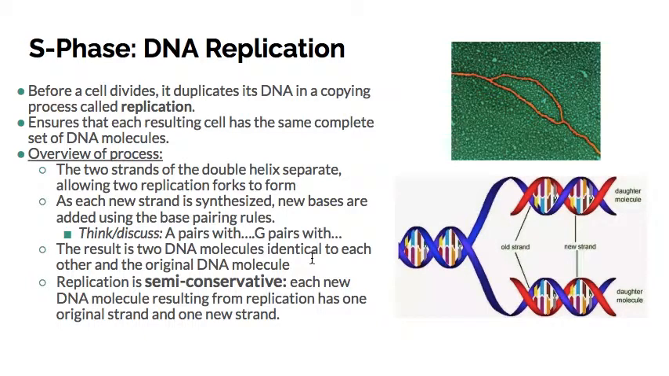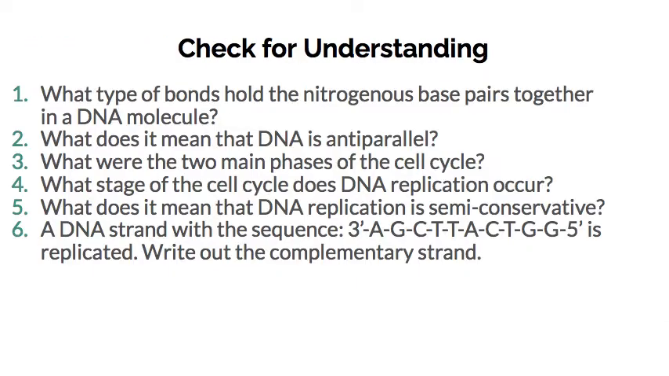Our result is going to be two DNA molecules that are identical to each other and to the original DNA molecule. Replication is what we call semi-conservative, meaning that each new DNA molecule that results from the replication has one original strand and one new strand. Here's a picture of what semi-conservative means. The purple is our original strand, which is unwound, and the red strand is the new strand. Replication is semi-conservative because you have one strand from the original and one strand from the new DNA.